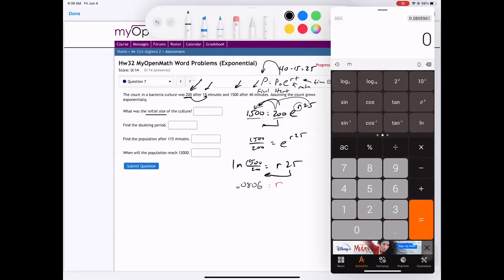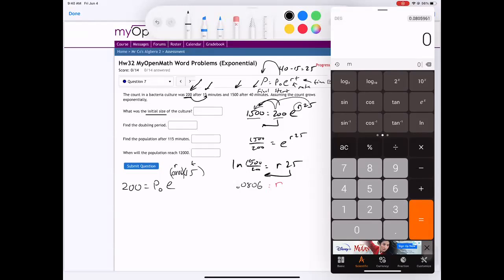So let's go back and set it up now. To find the initial value, we're going to say, hey, 200 is our final. We don't know what the initial is. How long did it take from our initial to 200? It took us 15 minutes at a rate of 0.0806. Why are we doing this? We're saying this is my R and this is my T value. I probably could use a couple more decimals to make this a little more exact.